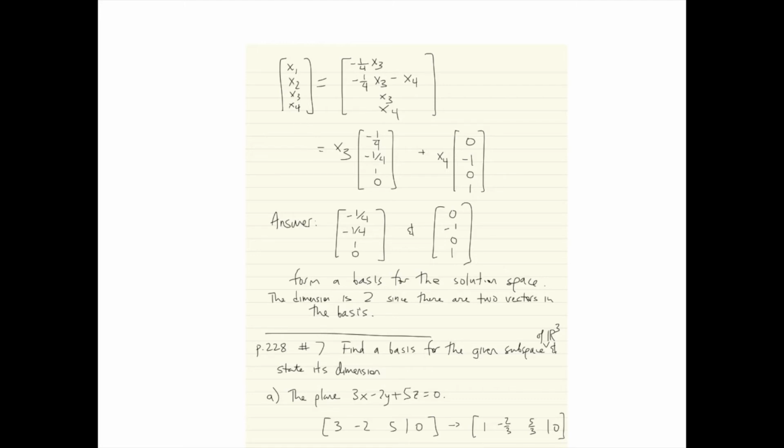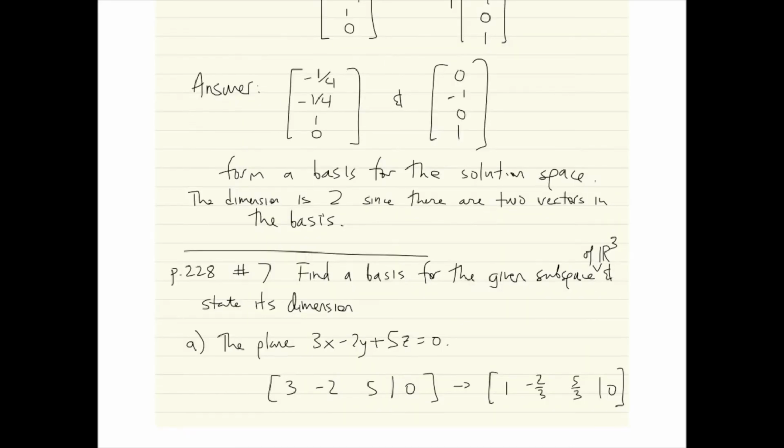And so this, because there's two vectors here, the dimension is 2, the dimension of the solution space is 2. Here's another example from Anton.